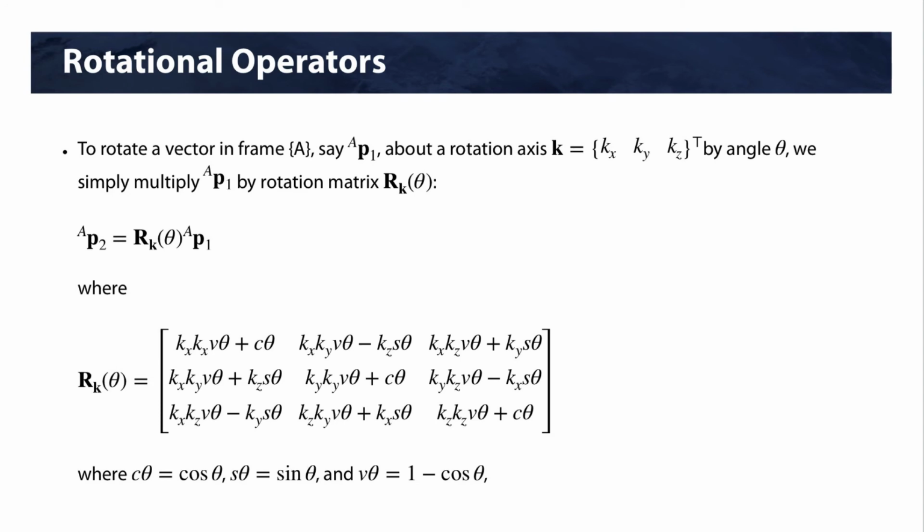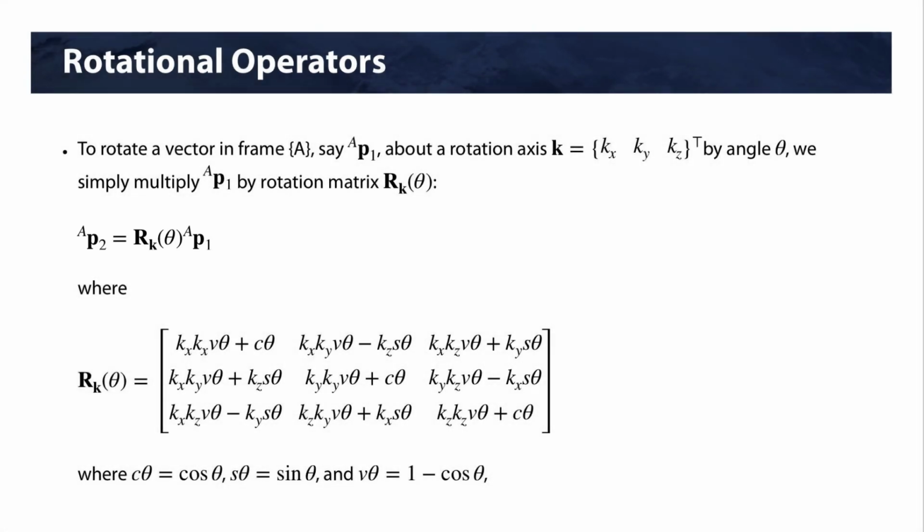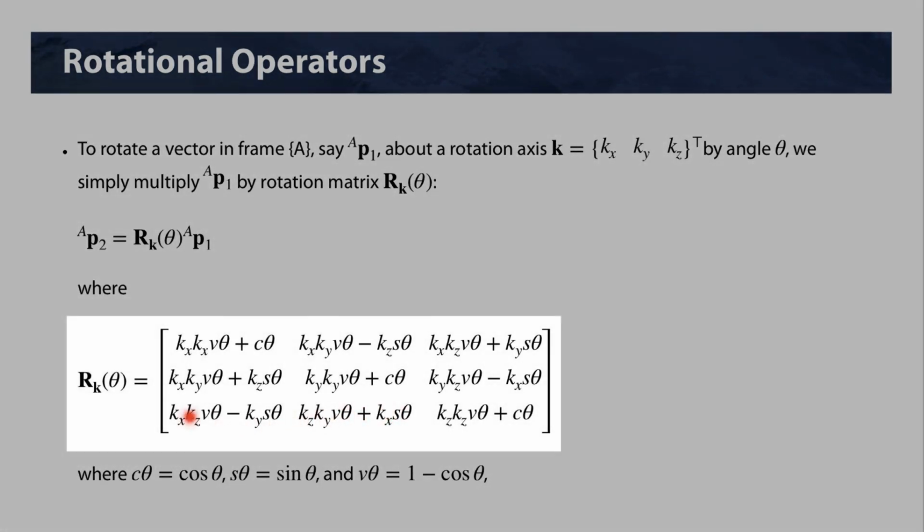So in addition to describing the orientation, we can use these rotation matrices as operators. For example, suppose we have a vector P1 in terms of frame A, and we want to rotate it about some axis K, denoted by Kx, Ky, and Kz, by some angle theta. In order to do that, all we have to do is multiply P1 in terms of frame A by our rotation matrix. That defines a new point P2 in terms of frame A, which is simply our rotation matrix times P1, where our rotation matrix has this form here.